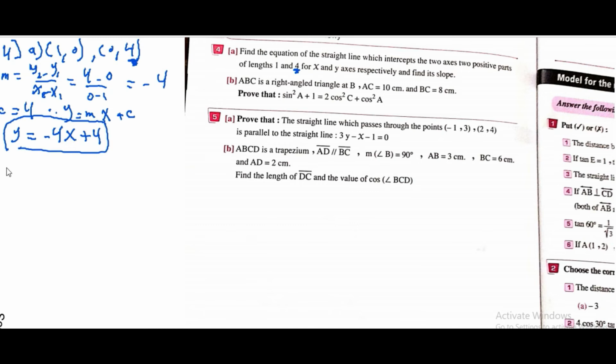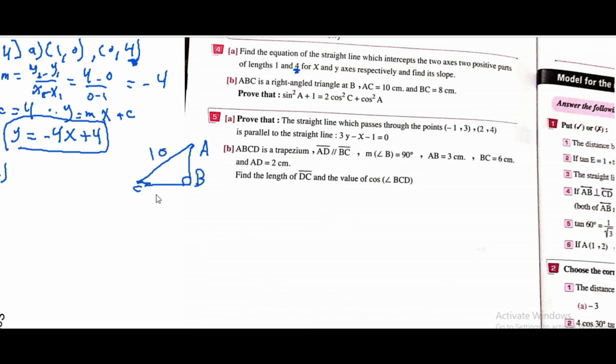ABC is a right triangle at B. AC is 10, BC is 8. Prove that sine square A plus 1 equals 2 cosine square C plus cosine square A. We have a right angle triangle at B. The hypotenuse AC equals 10 cm. The side BC equals 8.